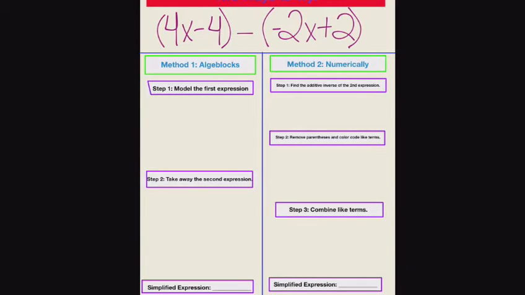Okay, just one more to try this way. 4x minus 4 minus negative 2x plus 2. So again, let's start by modeling that first expression. So we're going to model 4x minus 4. So we're going to show my positive 4x over here on my positive side. And then minus 4 over on the negative side. So we've got 4x minus 4 showing. Go ahead and take a picture. Drop that into GoodNotes.